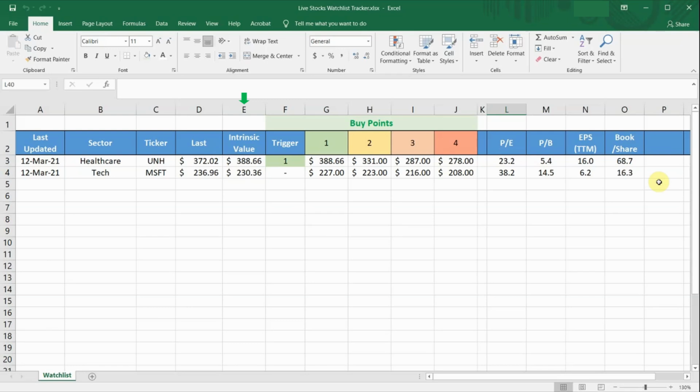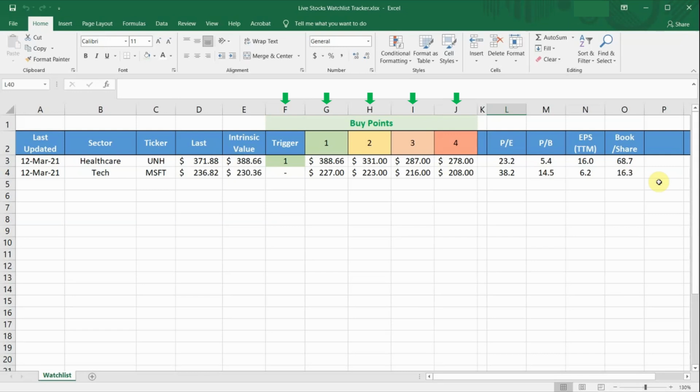So for each of the stocks in my watch list, I will calculate an intrinsic value and input in column E, just to get a sense of whether at current prices, this particular stock is overvalued or undervalued. Moving on to column F to J, this will be where I put in the different price points at which I will start buying the stock.